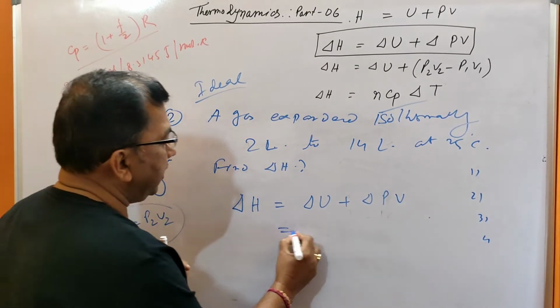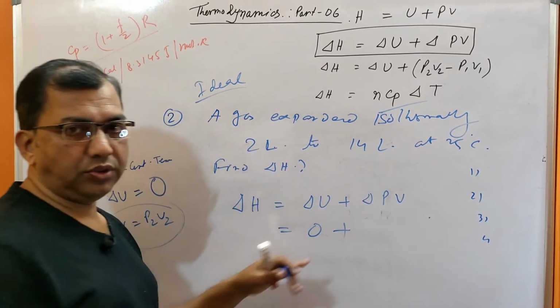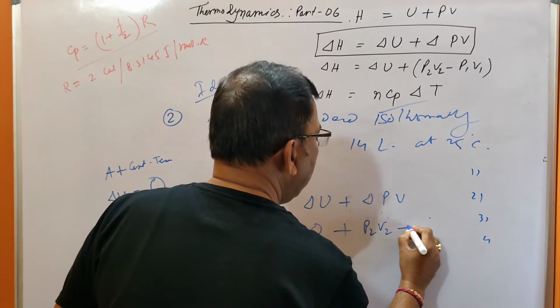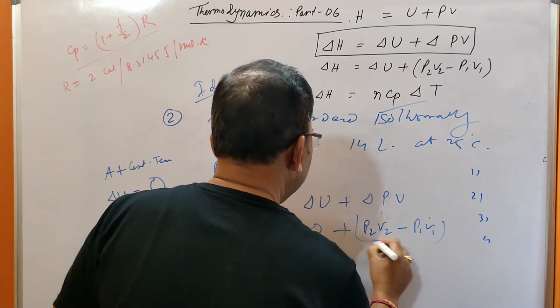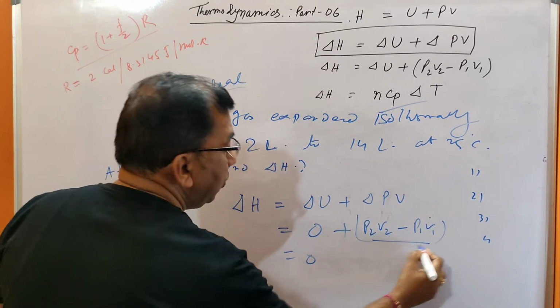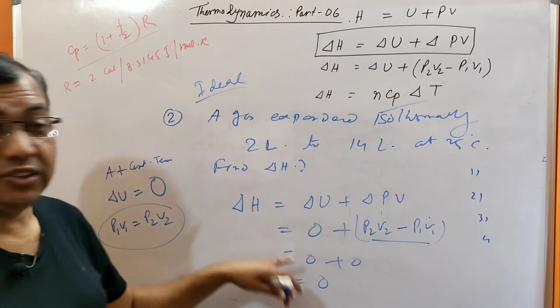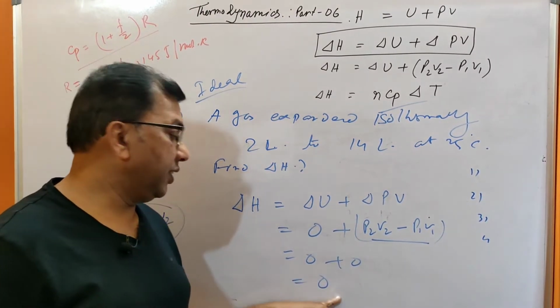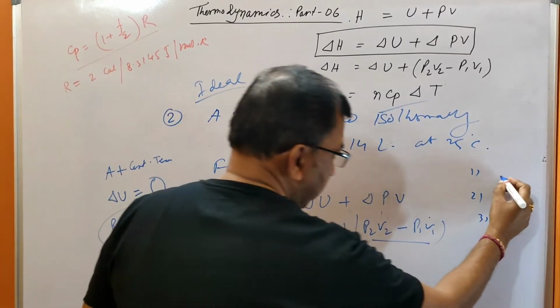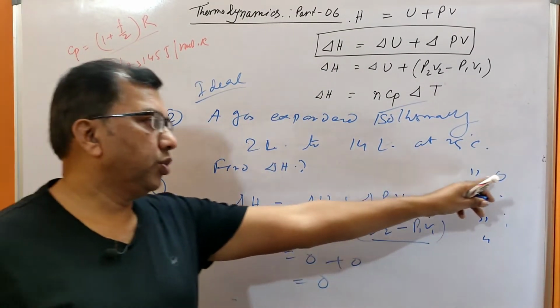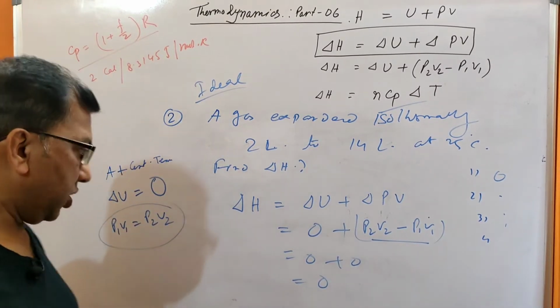So here we can write 0 plus delta PV, that means P2 V2 minus P1 V1. As that is 0, so 0 plus 0 is 0. So the change of enthalpy equals 0. Very important sum. Many things will be given as options, only 0 and innumerable numbers, so this option will be correct. Clear? So next.